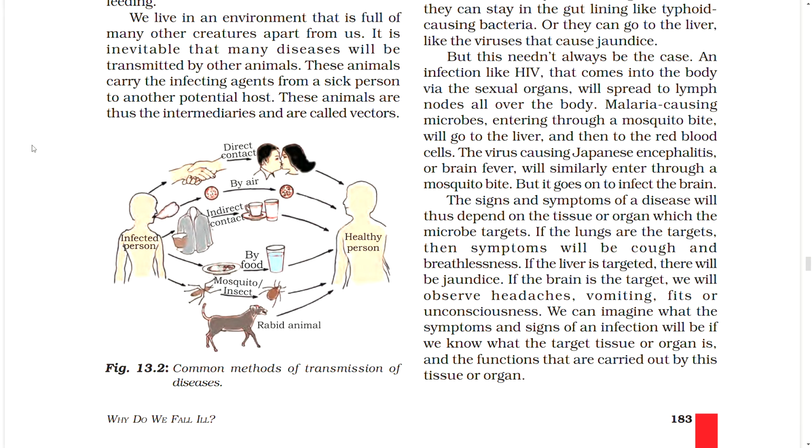Direct contact, by air, indirect contact by foot, mosquito, insect, rabid animal, infected person, healthy person. Figure: common methods of transmission of diseases.